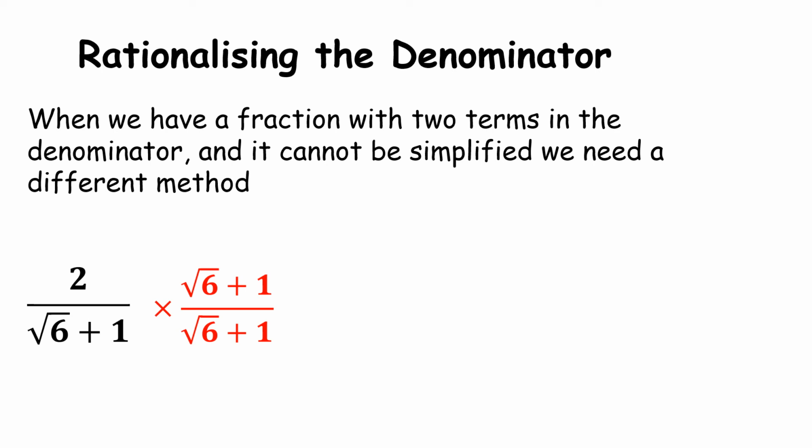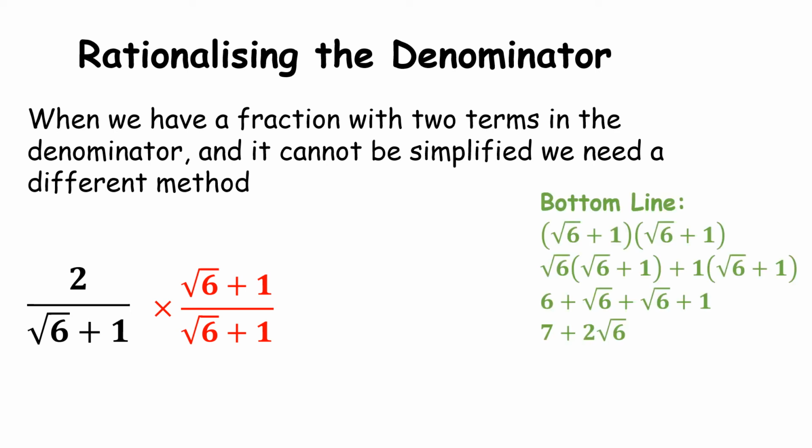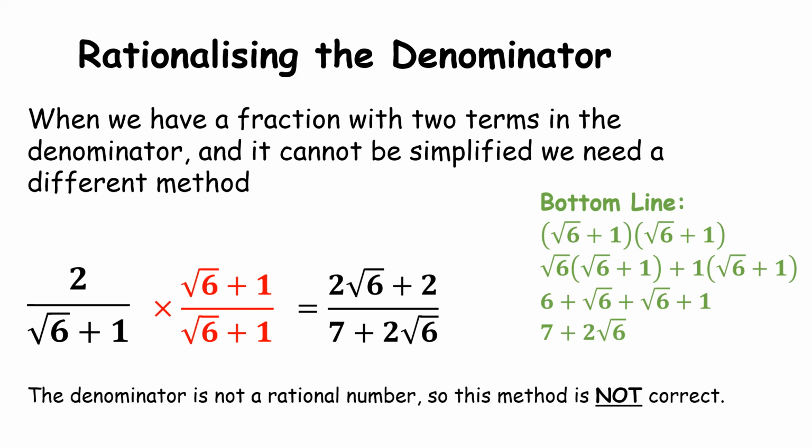Now, we're not going to call it that because we're not going to square the top and square the bottom because that changes the fraction. Instead, we're going to multiply the denominator by itself and the top by the same. Now, when we do that little workout, root 6 plus 1 by root 6 plus 1, so squaring it, I've done the workings here, and actually what happens is we're left with quite a nasty looking denominator that definitely is not a rational number.